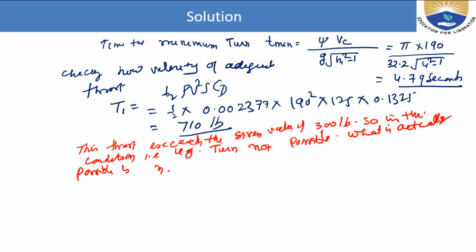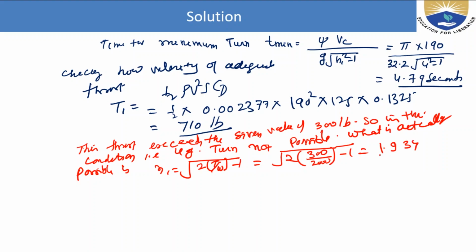n under root 2 T by W minus 1. So here we will see that 300 divided by 2000, W is 2000, T is equal to 300, and minus 1, we will get 1.934. So this is the load factor which we are required to get.